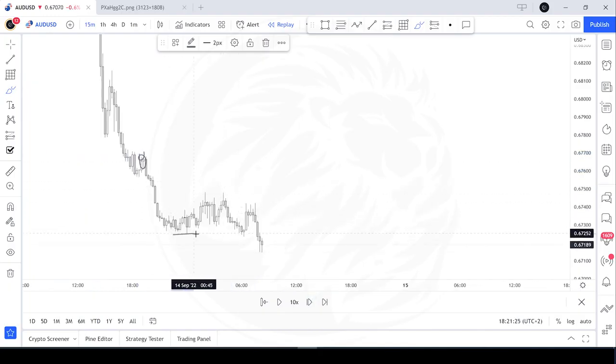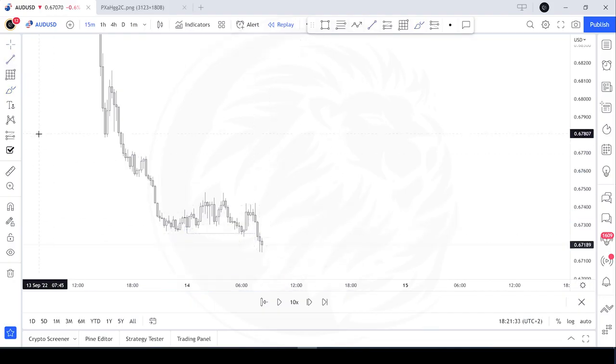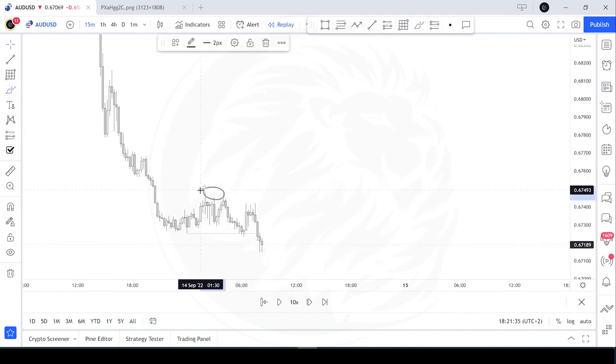Okay, now we broke up. Okay, we broke the structure, so now this high is protected, but here, as you can see, price could use this as liquidity for this other block. And this is also why we only have a CHoCH for the first sign of a changing trend, and for a total shift of the structure we need a second BOS on the left.